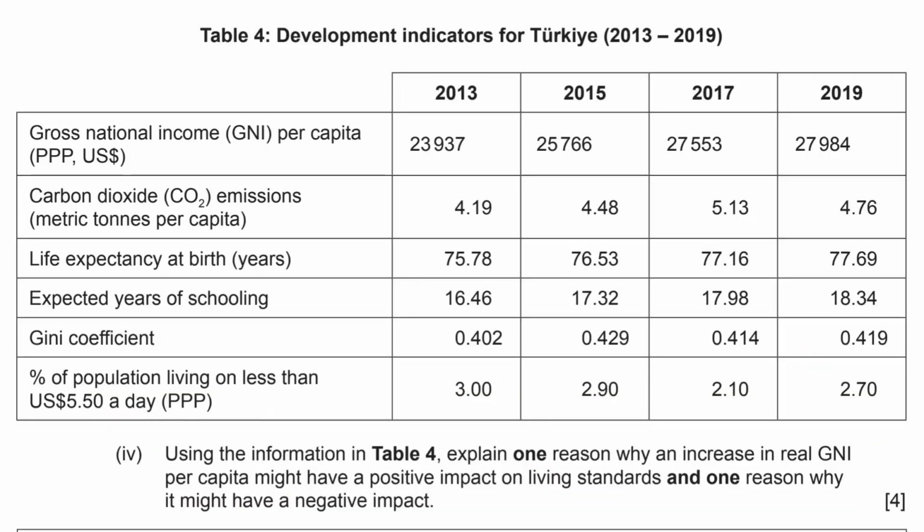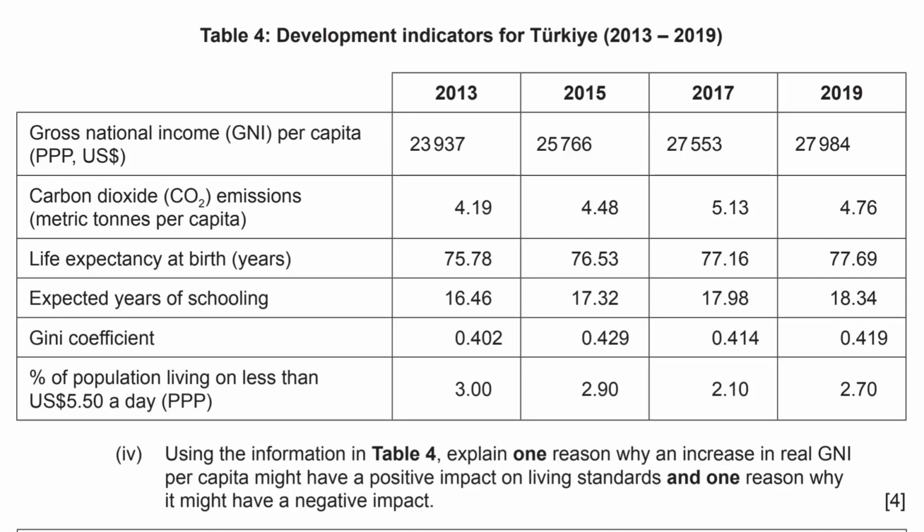Alrighty, so in the next part of this question, we've got this Table 4, and it shows us a bunch of development indicators for Turkey from 2013 to 2019. So we've got several years' worth of data, and you've got things like gross national income, GNI per capita, CO2 emissions, life expectancy, etc. Okay, so what do we have to do?